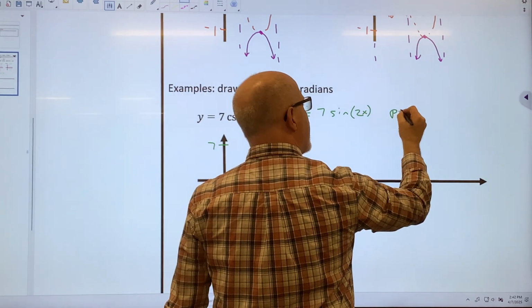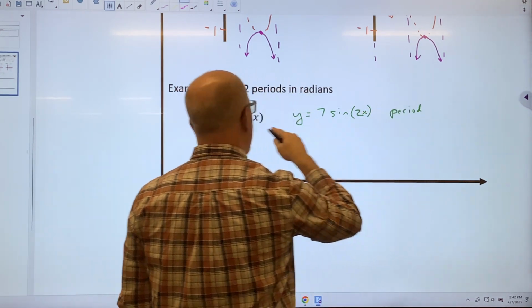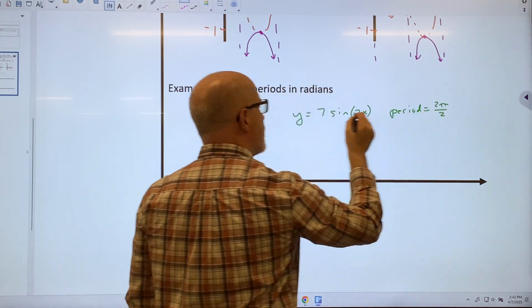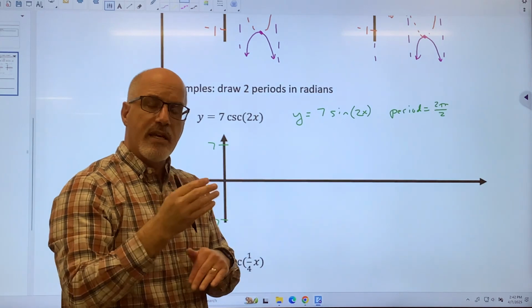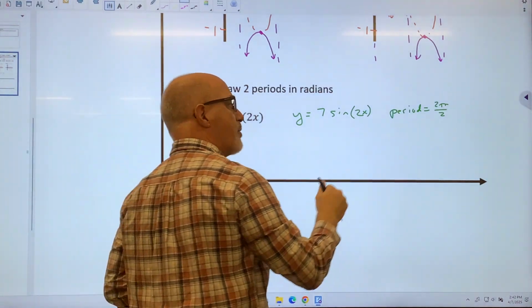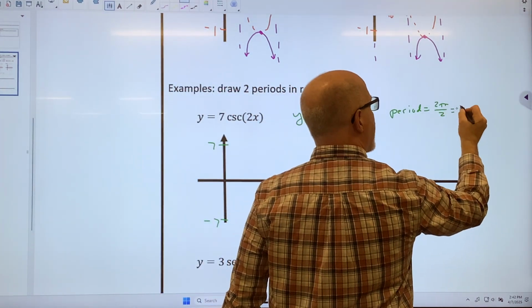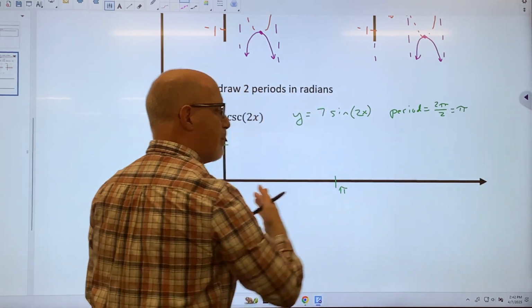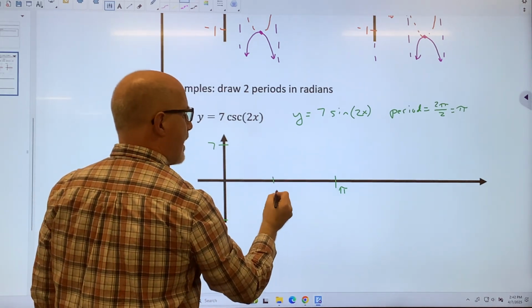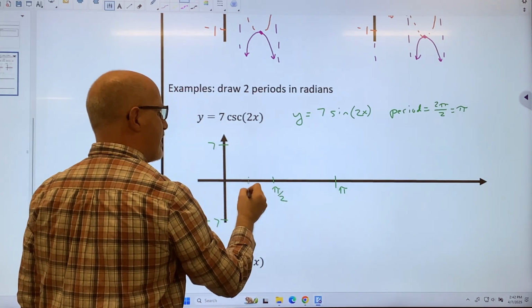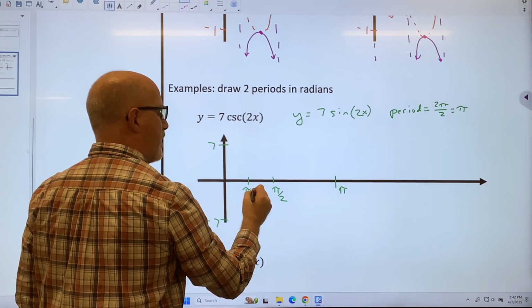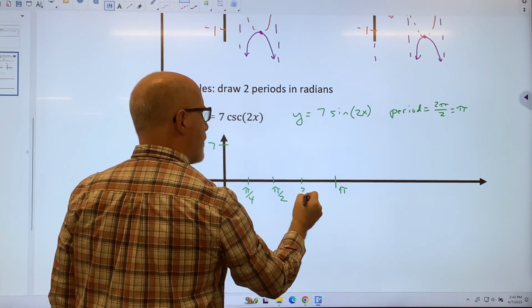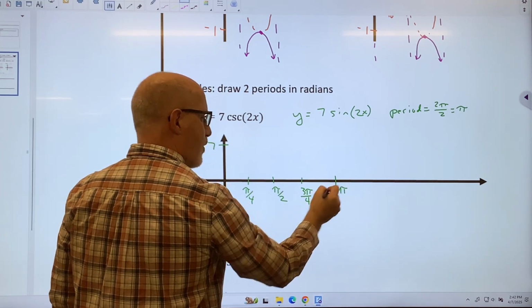So my period is going to be influenced by that middle number, that 2. So I'm going to take 2 pi and divide by that 2. Remember, it works on the inside by dividing by it, the reciprocal direction on the inside. And so I get a period of pi for this. So I'm going to put pi somewhere in the middle because I want to be able to fit in 2 pi on my graph. So halfway to pi will be pi over 2. Halfway to that will be pi over 4. So I'm going by 4th pies, 1/4 pi, 2/4 pi, 3/4 pi, and then 4/4 pi.